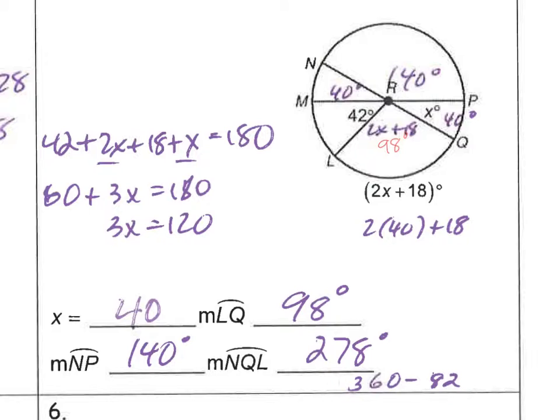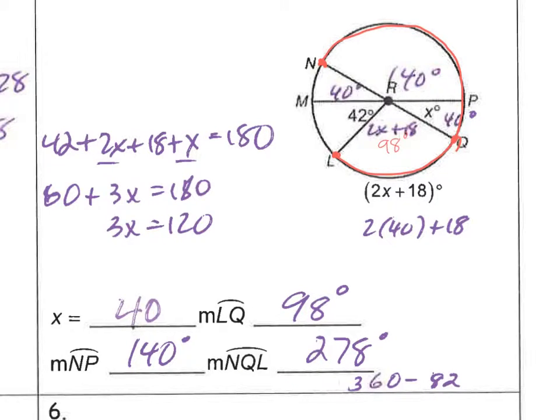And then NQL, so let's highlight that. For NQL, I start at N, and I have to end at L, and I have to go through Q. So it's got to start at N, go through Q, and end at L. So there's NQL. A couple ways you could have done this. I chose to take 360, the full circle, minus the two angles inside that I don't need. So I took 360 minus 82. You could have just as easily gone 140 plus 98. Either way, you should get 278 degrees.